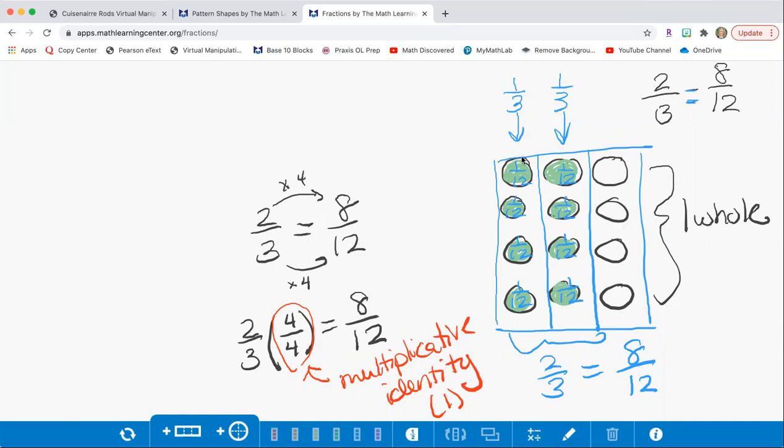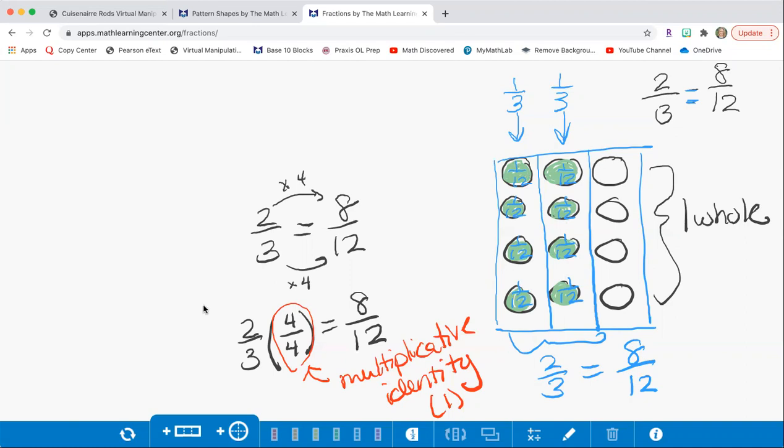We still have this relationship of 2/3 of this whole. Before, when it was just these 3 circles, we had 2/3 of that whole, but now we scaled it up. And so we created 4 times the green ones. We have now 8 green ones, and then 4 times the whole, which is now 12. All right, so that's the set model.